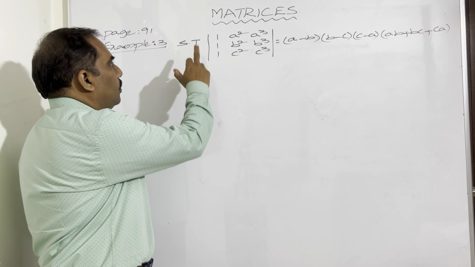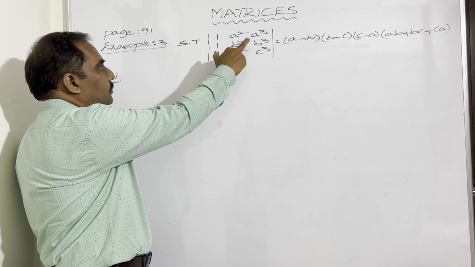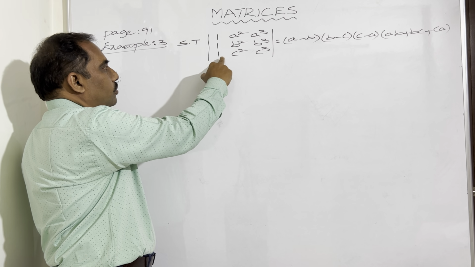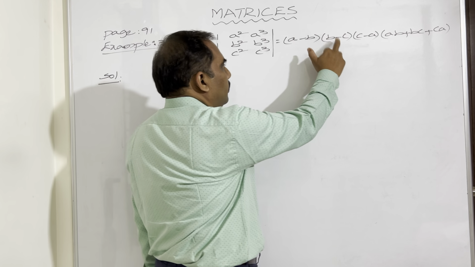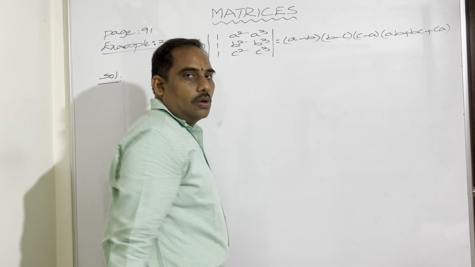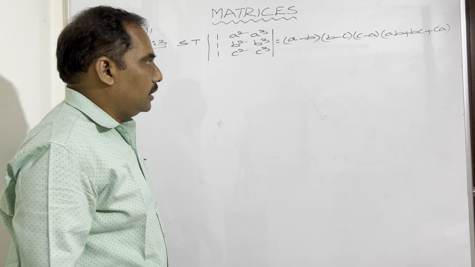In this video we are going to discuss matrices, page number 91, example 3. Show that the determinant of [1, a, a²; 1, b, b²; 1, c, c³] ... the determinant of 1 a square a cube, 1 b square b cube, 1 c square c cube is equal to (a minus b)(b minus c)(c minus a)(ab plus bc plus ca).